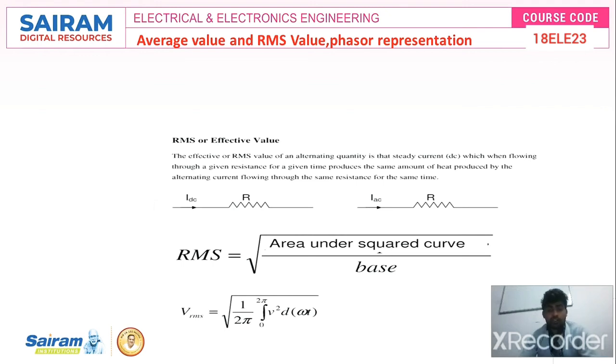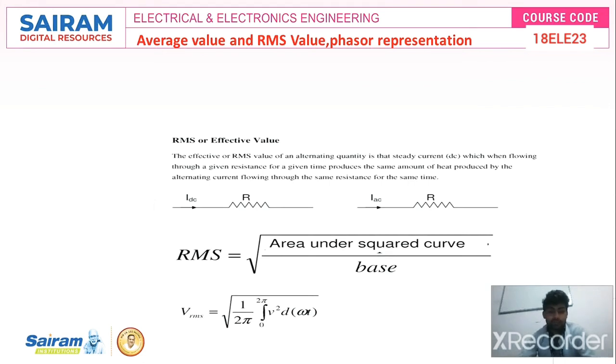So RMS value of alternating quantities is a steady state current in DC. I mean DC is always steady state, and it gives to the given resistance, for a given time, the same amount of heat, right? Like before I told you, right? So the output will be same. I mean whatever the heat, light, the output will be same if you give power supply as DC or AC.